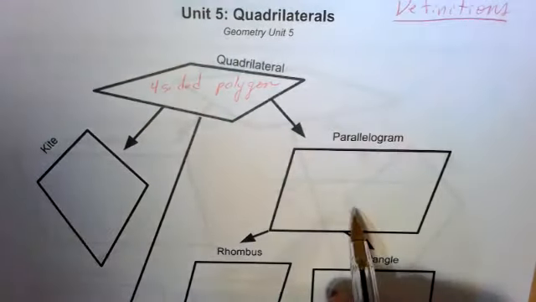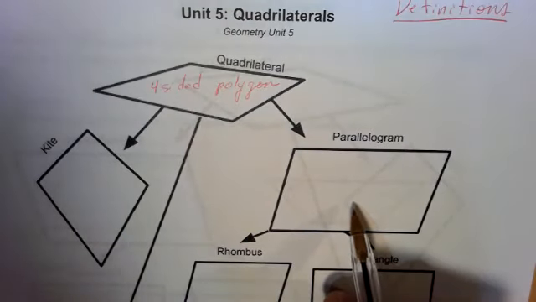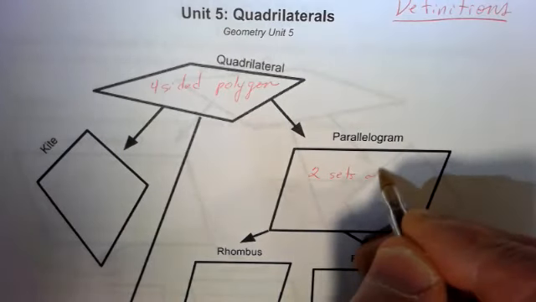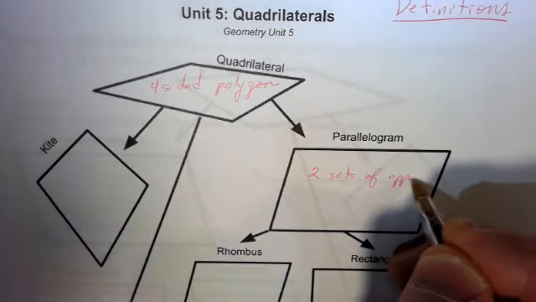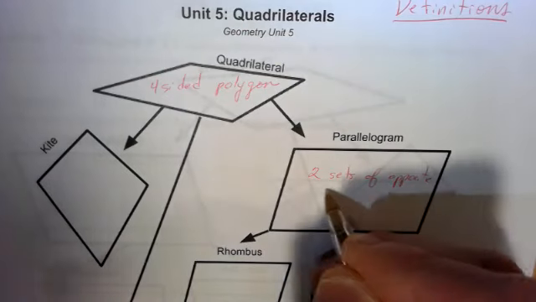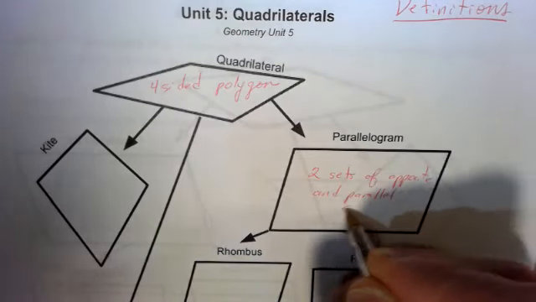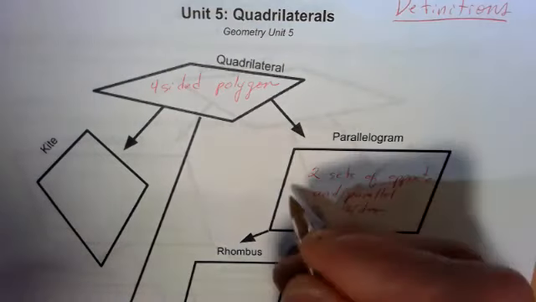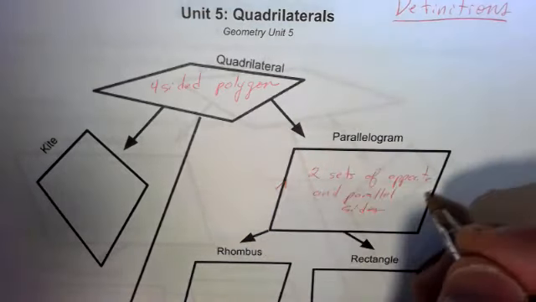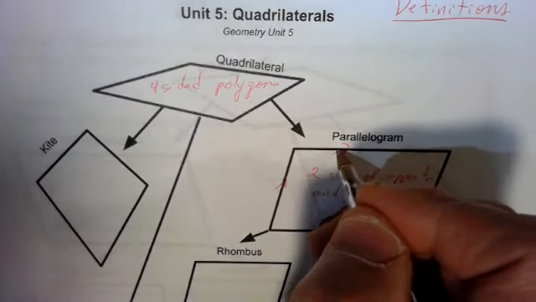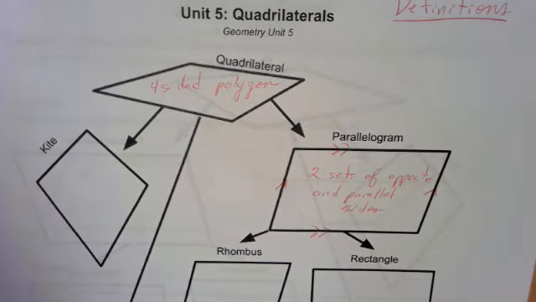Now, for a parallelogram, the definition of a parallelogram, you might remember from yesterday, is 2 sets of opposite and parallel sides. So we mark it up with our arrows. We have 1 set of arrows here, and then we have 2 sets of arrows here that indicate that we have a parallelogram. Okay, so that's all we need in order to have a parallelogram.